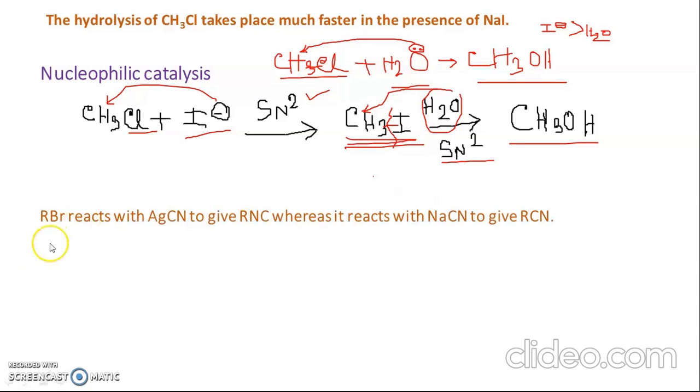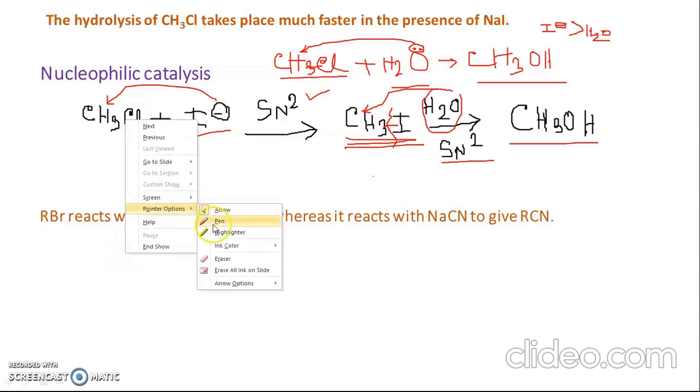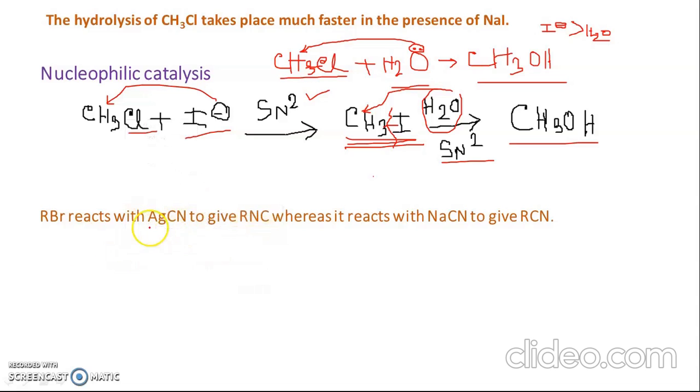Next problem. RBr, that is any alkyl bromide, reacts with AgCN, that is silver cyanide, and it gives alkyl isocyanide. But if you are using the same substrate, alkyl bromide, but now instead of AgCN you have taken sodium cyanide, now your product is different. Now it is alkyl cyanide instead of alkyl isocyanide. So what is the process that is actually happening?